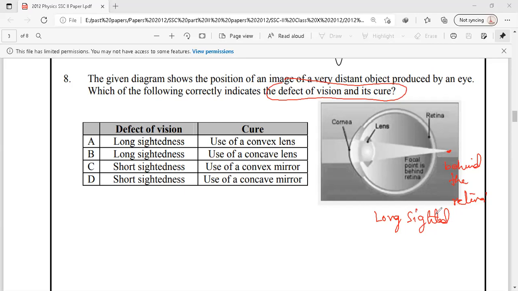object. And to cure this disease, this is a refracted ray, and this is also a refracted ray that is refracted from the lens of an eye. So these refracted rays must be converged to make the image form at the retina. So we can use a converging lens in front of an eye to make the image of a far object on the retina. So the correct answer is the disease is long sighted, and we can use a convex lens to cure this disease. So option A is our correct answer.